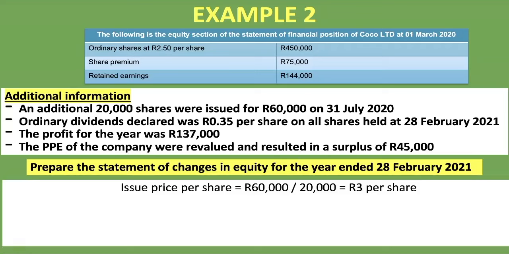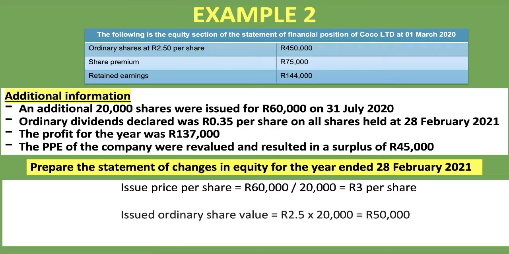That means that we issued it at a higher price than what our par value is. So our ordinary shares, what is going to go under the ordinary share column, is going to be the 250 times the 20,000 shares. That is the issued ordinary share value, and gives us an amount of 50,000 rand.